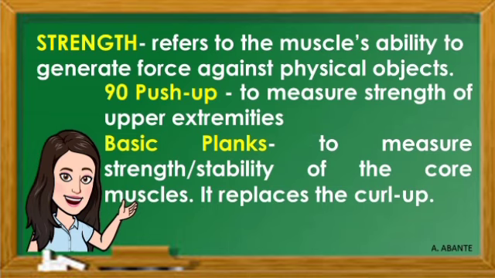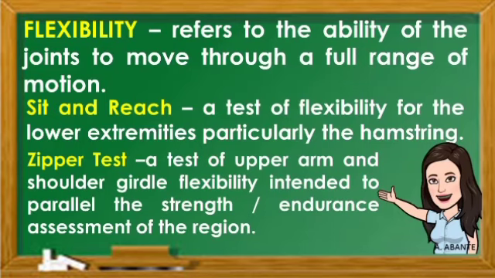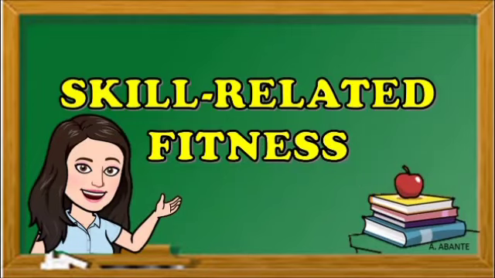It replaces the curl-up. Flexibility refers to the ability of the joints to move through a full range of motion, like stretching. Physical fitness test examples are sit and reach, a test of flexibility for lower extremities, particularly the hamstring, and the zipper test, a test of upper arm and shoulder girdle flexibility intended to parallel the strength and endurance assessment of the region. Skill-related fitness.